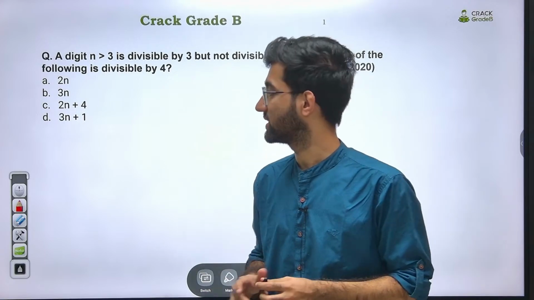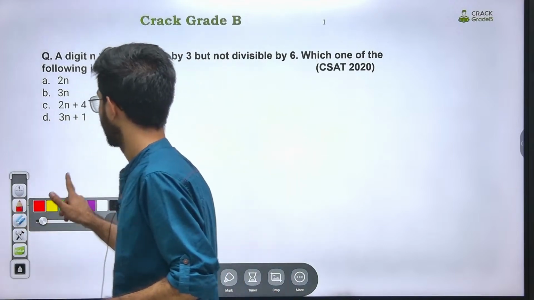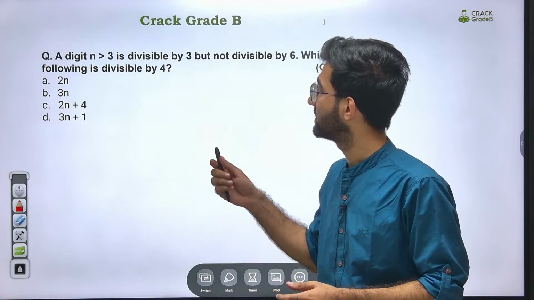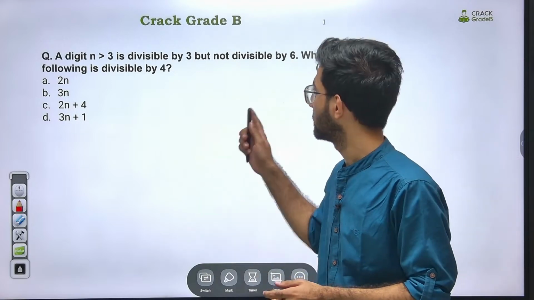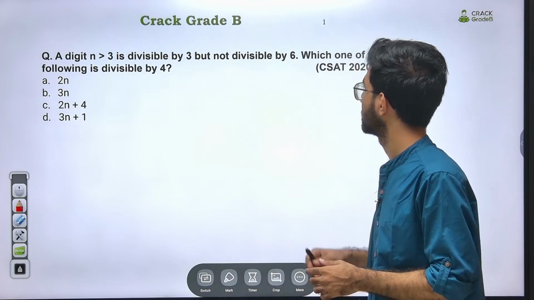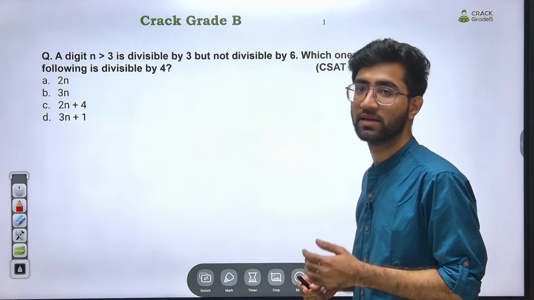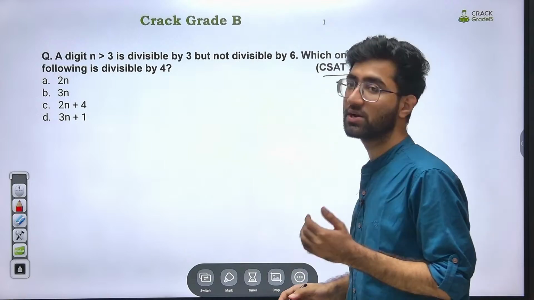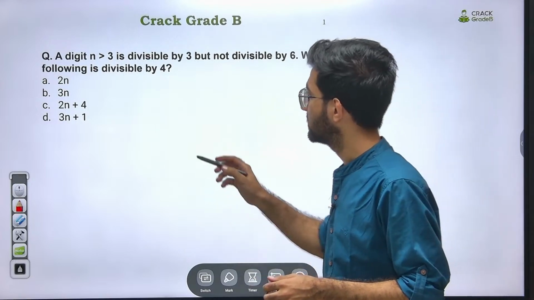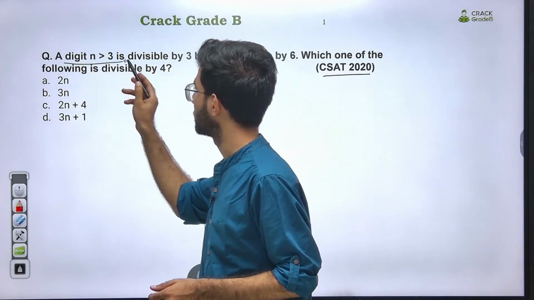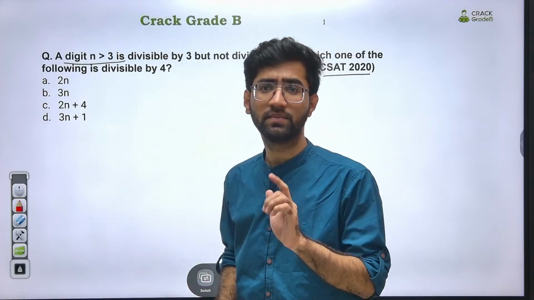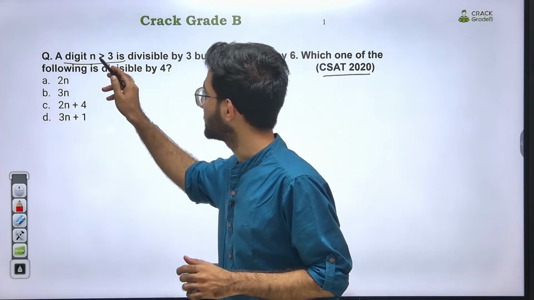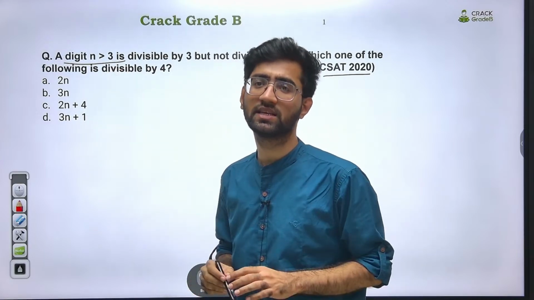So the first question is, a digit n greater than 3 is divisible by 3 but not divisible by 6. Which one of the following is divisible by 4? This question has been asked in CSAT 2020. If you look at the question carefully, a digit means single digit, and that digit n is greater than 3.